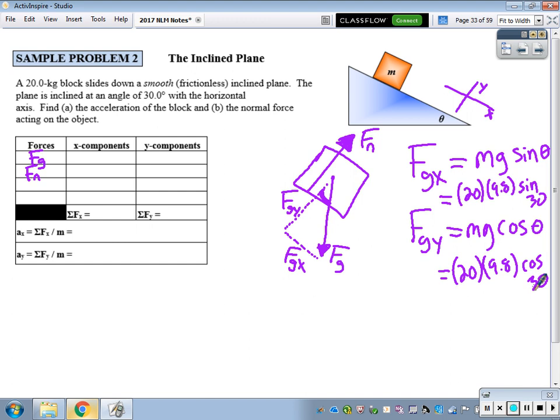All right, Kivash, help me out with the FGX. What do we calculate when we get FGX? 98. Okay, we should get 98 newtons. Does everybody get that? Yes? Okay, we should if we know our unit circle. We understand that when we do the sine of 30, it gives us half. Half of 20 times 9.8 would be 10 times 9.8, 98. Good, done. Carly, what about FGY?